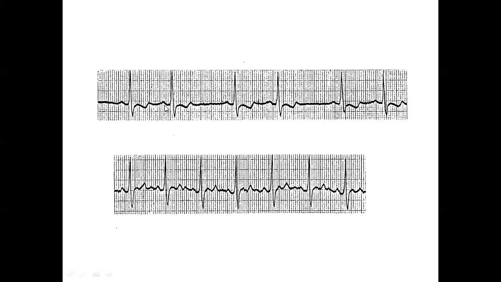PQRS, PQRS, P doesn't lengthen, then what is the P? This is a T, judging from this. So there's no P. Timing-wise, next P should have occurred here. There's no P. So what are we dealing with?